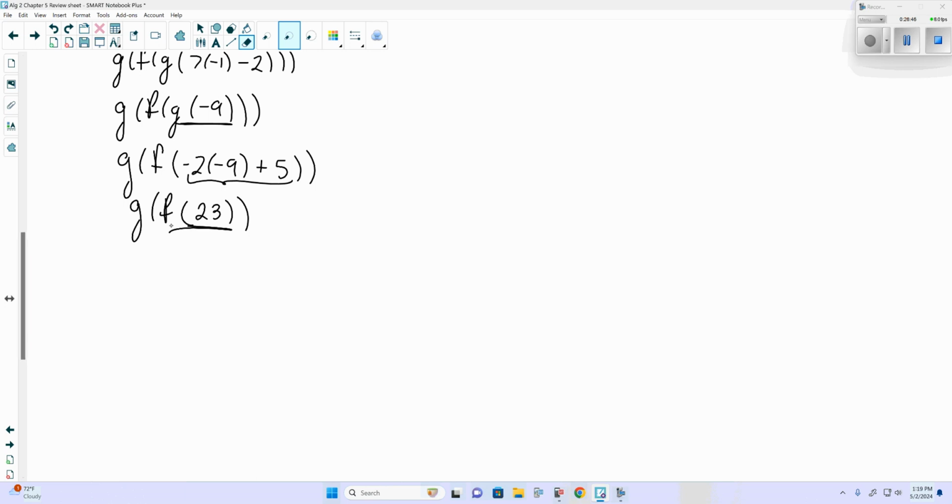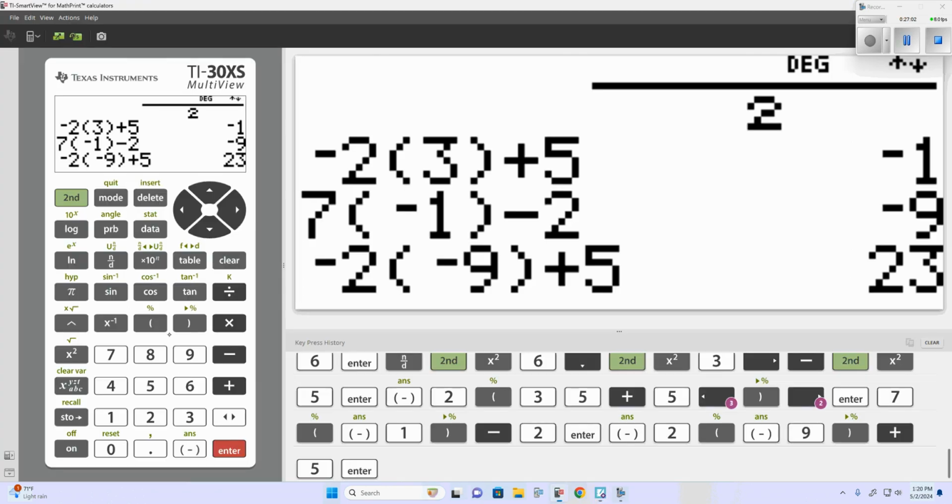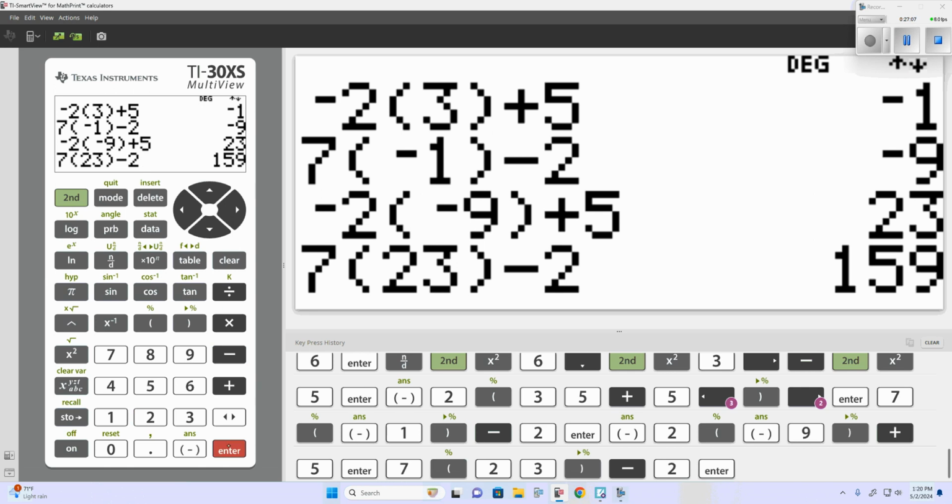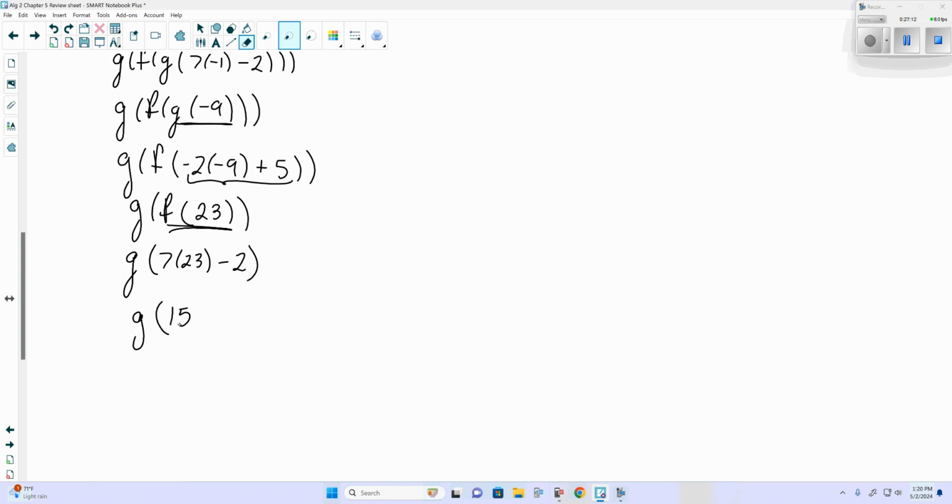Next, we're going to take f of 23. Well, f of 23 is 7 times 23 minus 2. Now we need to simplify our 7 times 23 minus 2, which is 159. So we have g of 159. Questions on any of this so far?